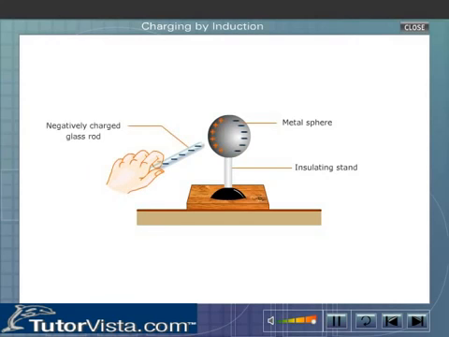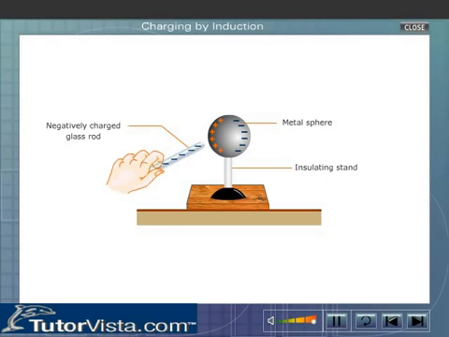The free electrons in the metal sphere are repelled by the excess of electrons on the rod, and they shift away from the rod. The charges cannot escape from the sphere because the supporting stand and the surrounding air are insulators. Thus we see that there is excess of negative charge on the side away from the rod and deficit of electrons on the side nearer to the rod. These charges are called induced charges.